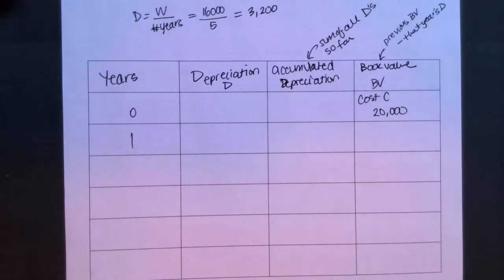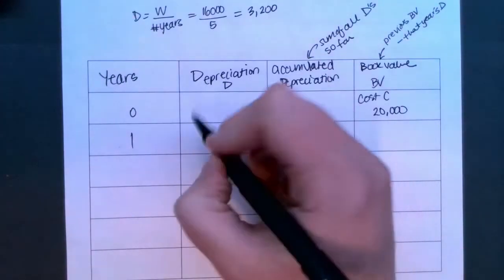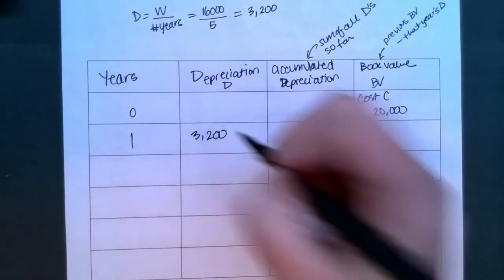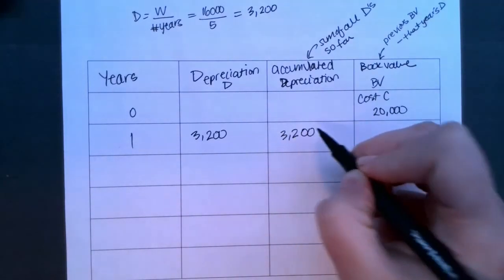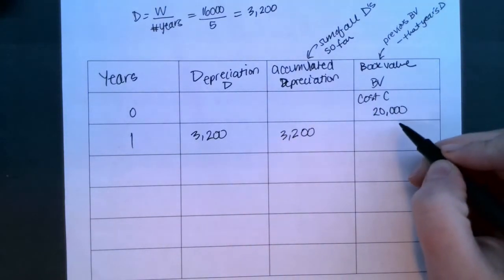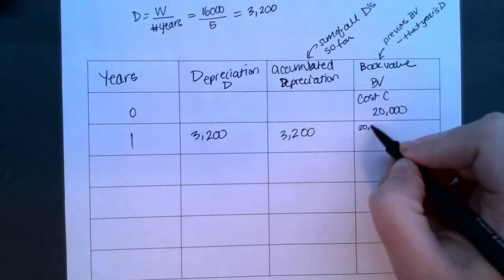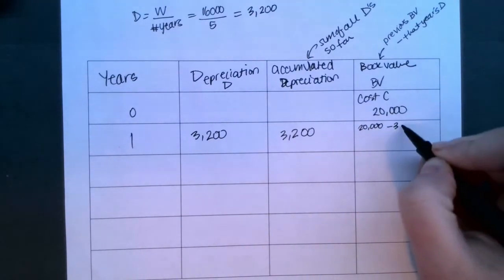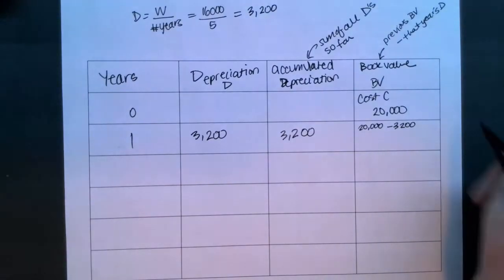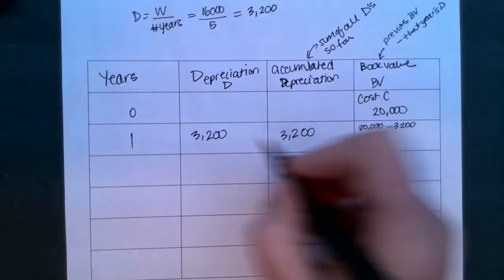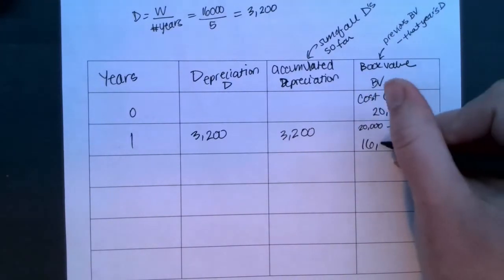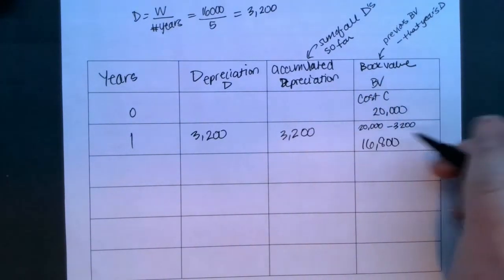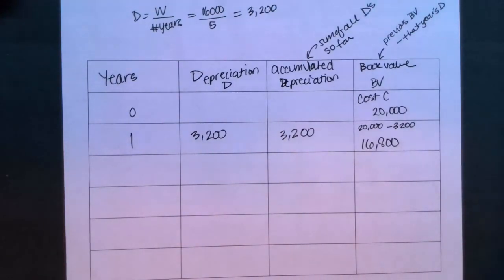In year 1, we're going to have a depreciation of 3,200. So far all the depreciation would just be the 3,200 because we've only had 1 year. And then our book value is going to be 20,000 minus 3,200. So again, that's our previous book value minus the depreciation. When we do that, we get 16,800. I'm just going to write my work in here for good notes, but once you get the hang of these tables, you really don't need to do that.